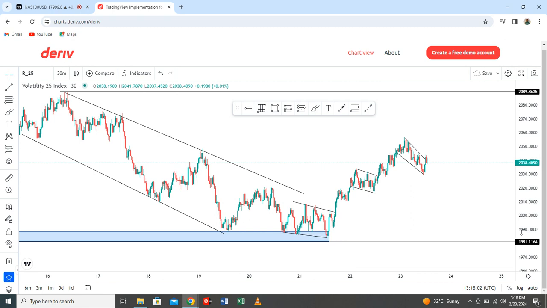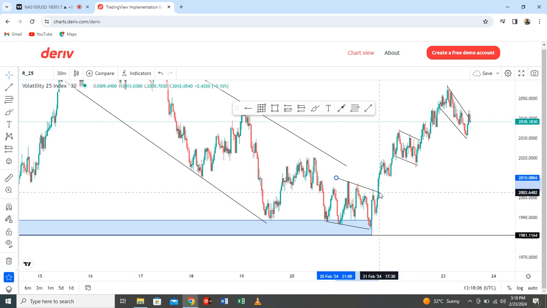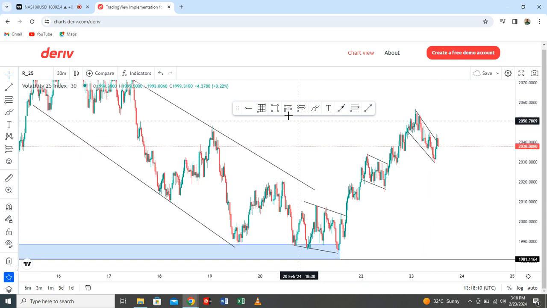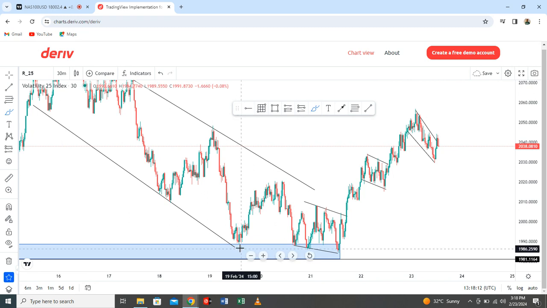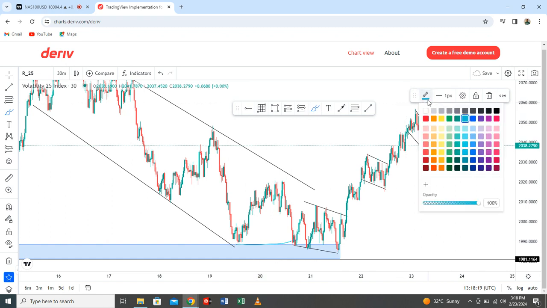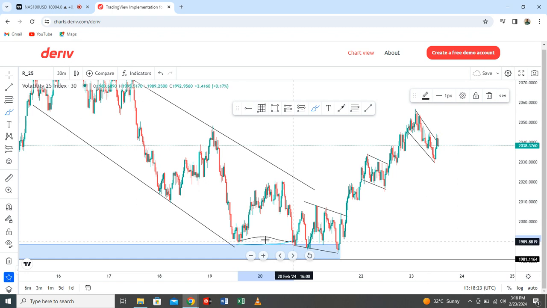Okay, here's our 30 minutes time frame, guys. Before coming to the current price, I just want to highlight that here it was our last low. Let me actually change this to black. Okay, I believe that is black now. Here it was our last low, guys, before the price took out this low here.